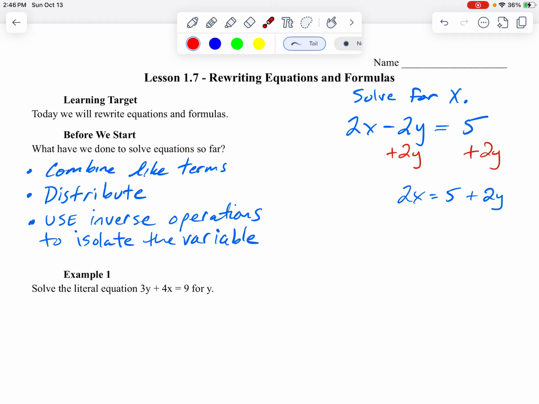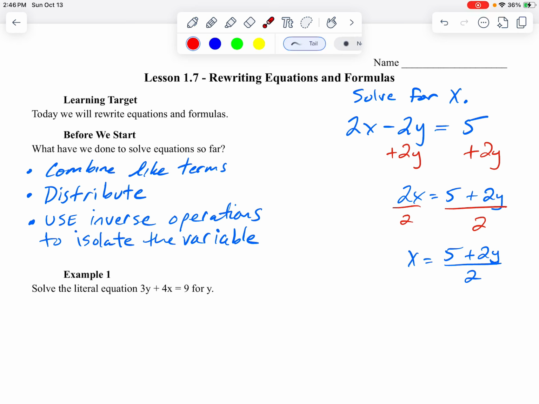When we divide now, we've got 2x, which remember means 2 times x. So to undo that, we're going to divide by 2, and x equals (5 plus 2y) over 2. And we can leave our answer just like that, and that's fine.